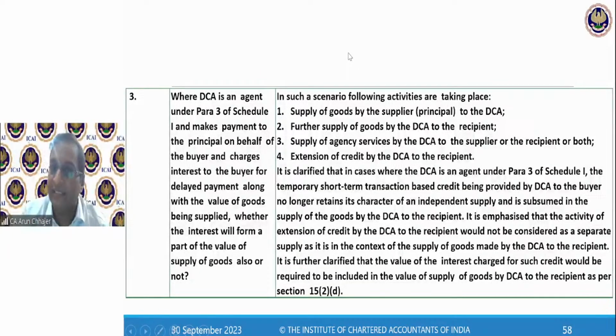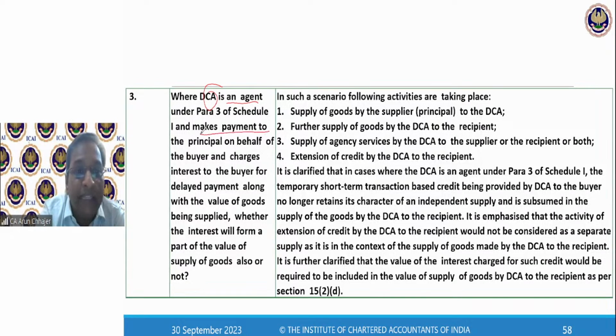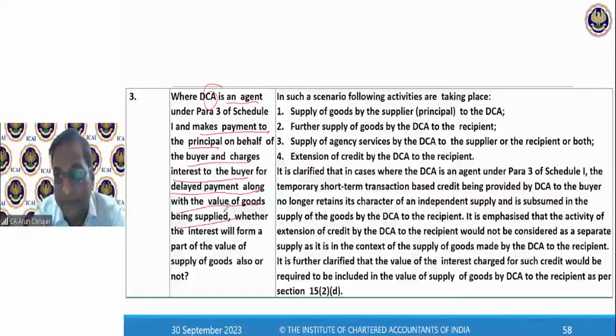So now the next: when the DCA is the agent. Now the question is again very, very important. Suppose the DCA is the agent and makes the payment to the principal on behalf of the buyer and charges interest to the buyer for the delayed payment along with the value of the goods being supplied.